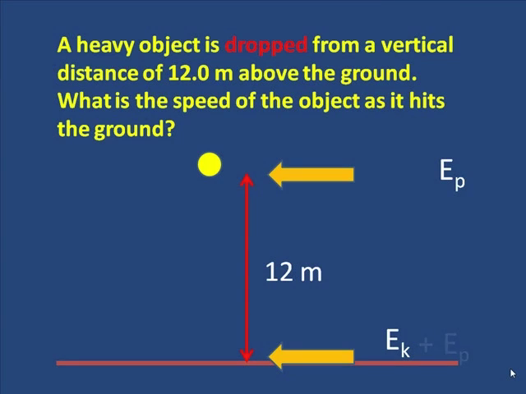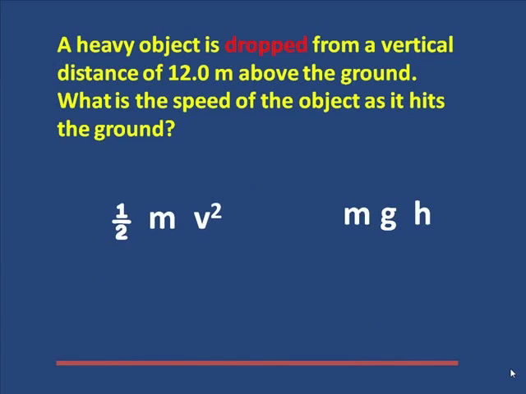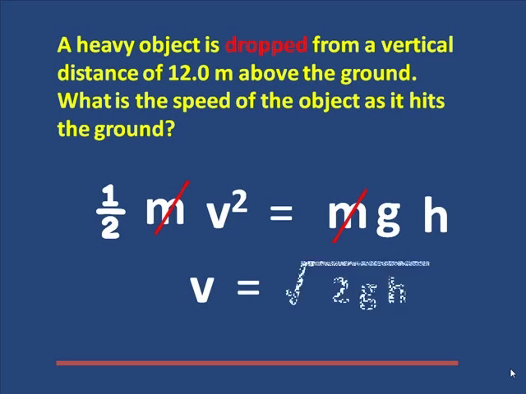At the bottom, that's the zero potential line. It's all kinetic energy. Therefore, we can equate the potential energy equals the kinetic. The potential is mgh. The kinetic is half mv squared. We equate those two. And so half mv squared equals mgh. And so we notice that the masses cancel. And we're left with v equals root 2gh.